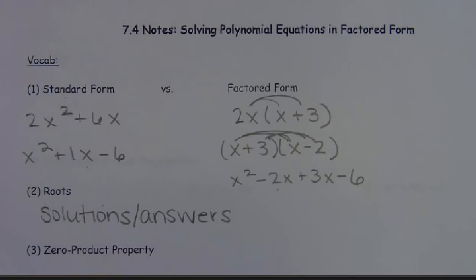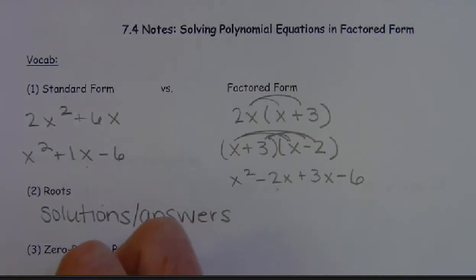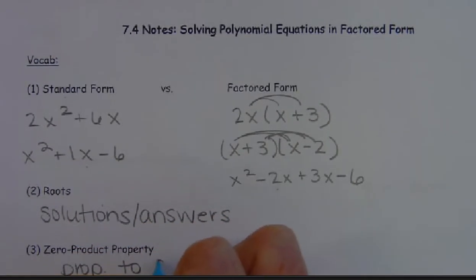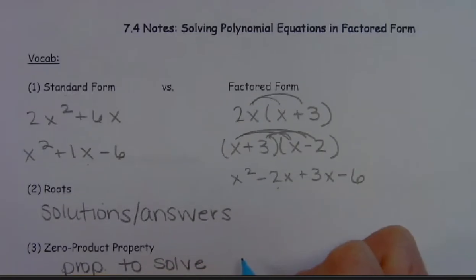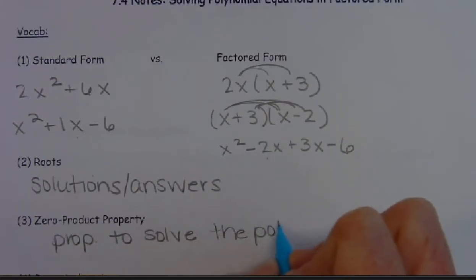The next key word is zero product property. And that's just a property that we use to solve. It's a property to solve the polynomial equation.